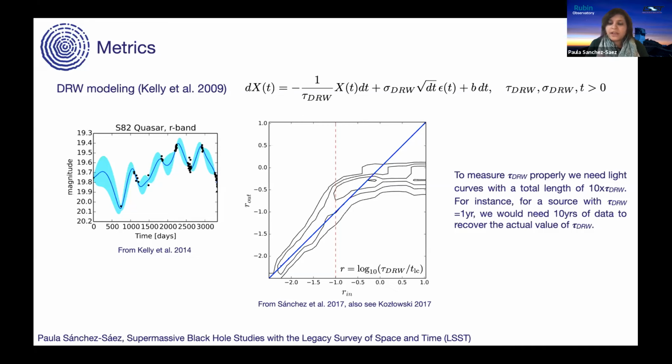So typical AGNs have time scales of 1 year. So we will need the 10 years of the survey in order to use these features to study the physics. For classifications, they can be fine. But if we want to connect these features with the physical properties of the sources, we need better light curves.